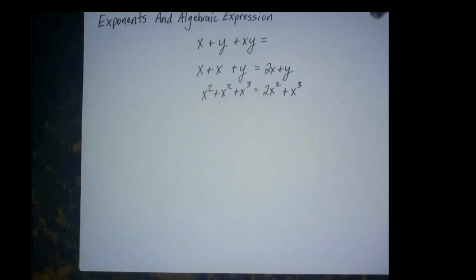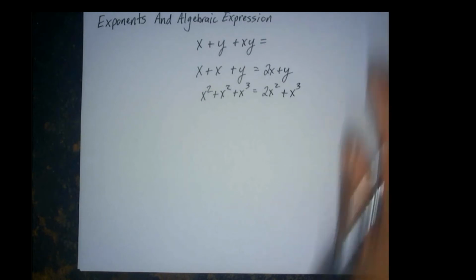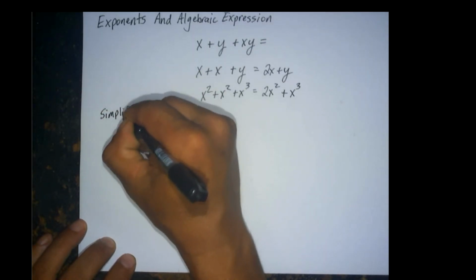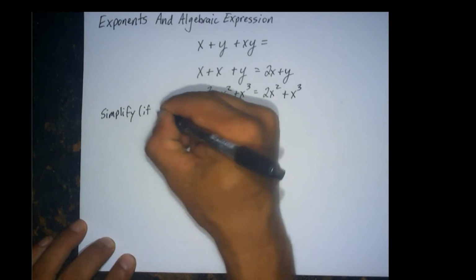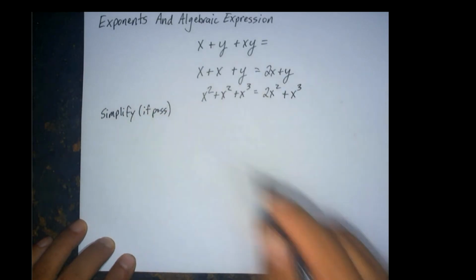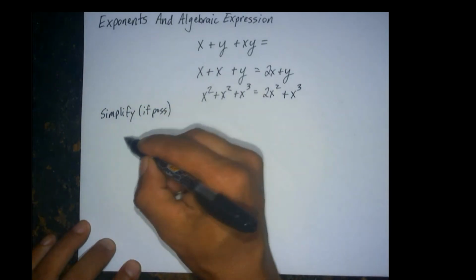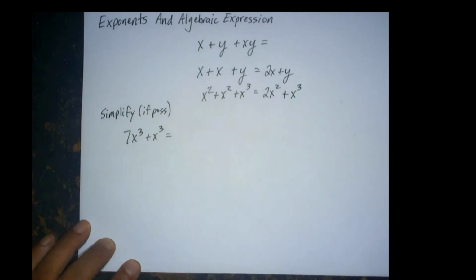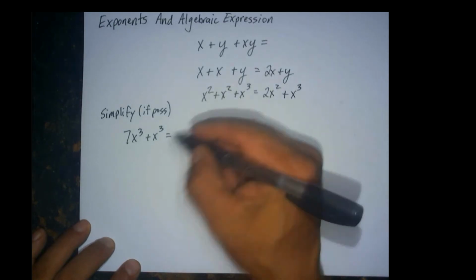It's that time again for I do one, you do one, and these are easy. Simplify if possible. Okay, mine. 7x cubed plus x cubed. Those are like terms. They have the same variable and the same exponent, so I can combine their coefficients.